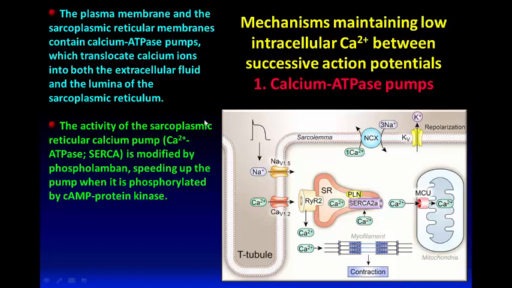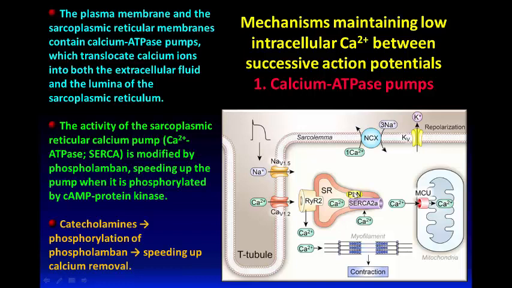The activity of the sarcoplasmic reticulum calcium ATPase pump, the SERCA, where the K means calcium, is modified by a protein known as phospholamban. So this is the calcium ATPase pump in the sarcoplasmic reticulum, and the activity of this pump is influenced by a protein known as phospholamban. Phospholamban speeds up the pump when it is phosphorylated by cyclic adenosine monophosphate protein kinase.